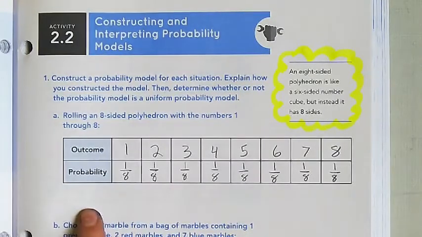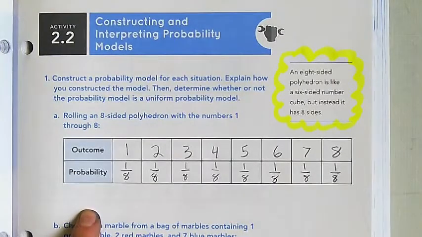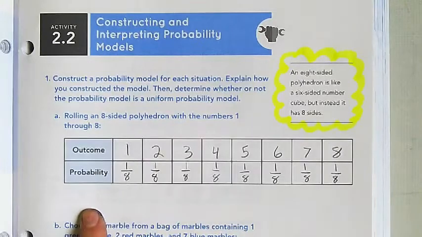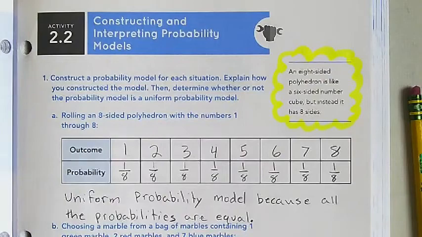So would this be a uniform or a non-uniform probability model? Uniform. Why is it going to be uniform? Because they're all the same. So that's what we need to write underneath our table. Go ahead and try B.